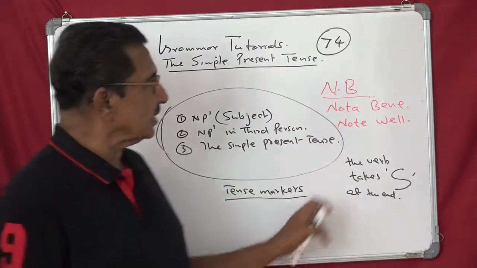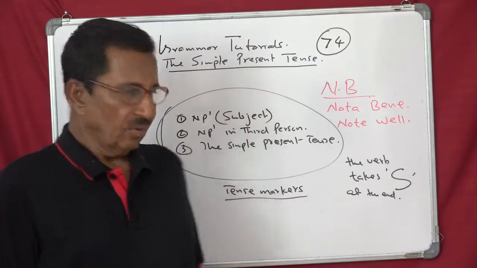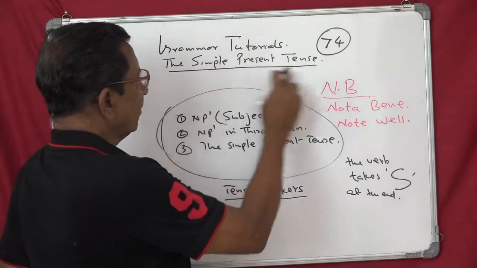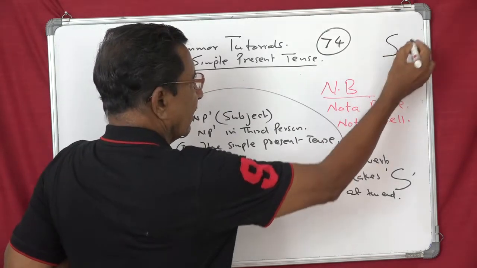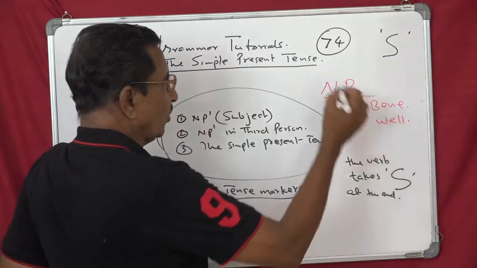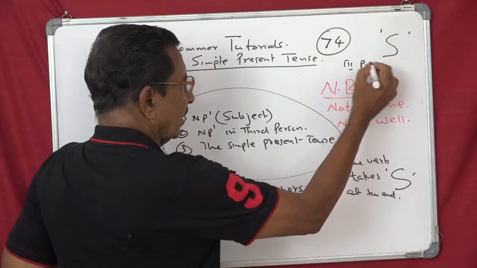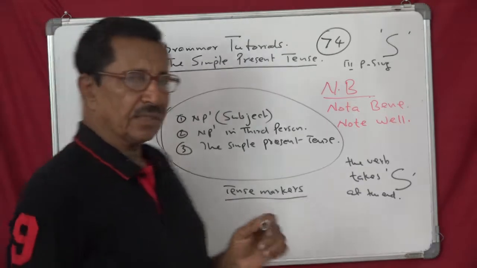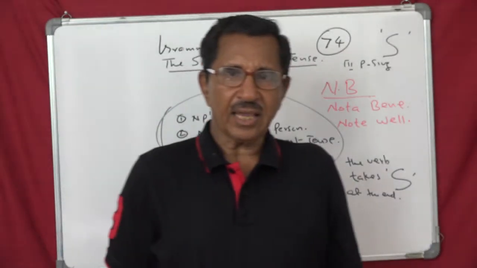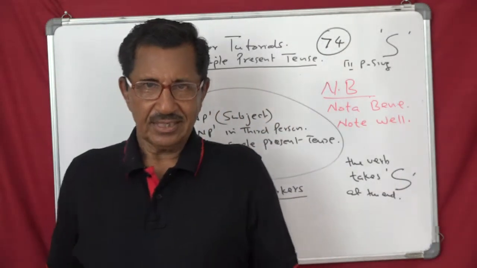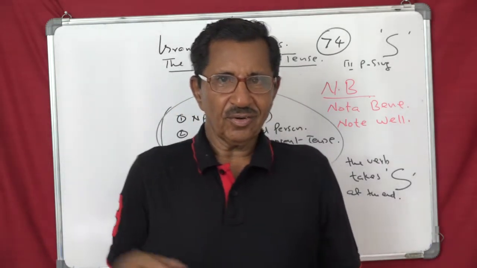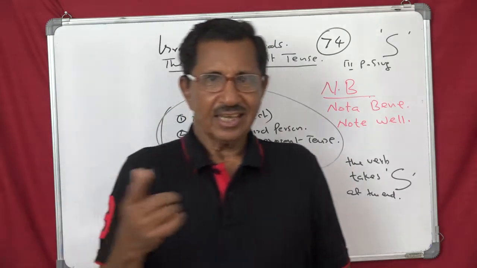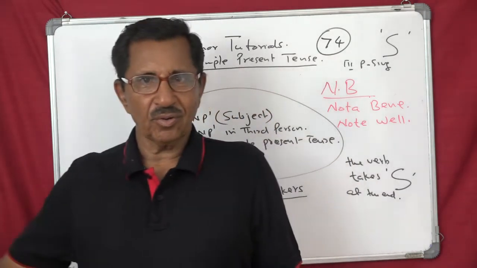So in this case, as I told you, the only tense marker for the simple present tense is S. And that is used only with the third person singular in the simple present tense. So we say, I go, he goes. We go, she goes. They go, he goes. You go, the boy goes.